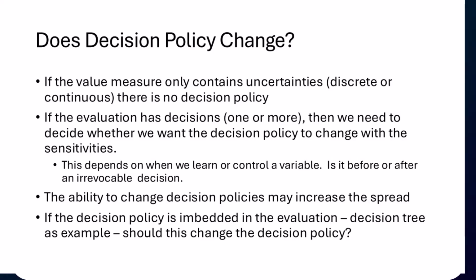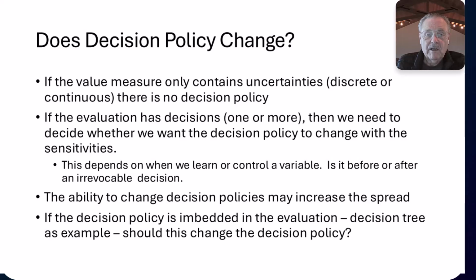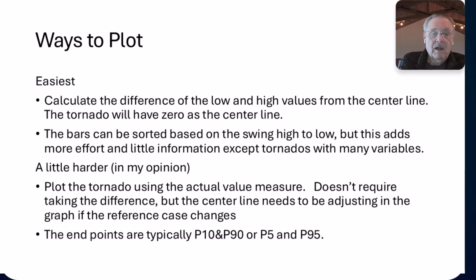For example, once I start into front-end engineering or into FID, gathering information there probably can't change my decision. The ability to change the decision policy increases the spread because I could have two widely different alternatives I could follow with a different decision policy depending upon the outcome of the information. If the decision policy is embedded in the evaluation, such as in decision trees, the changing variable can change the decision policy.